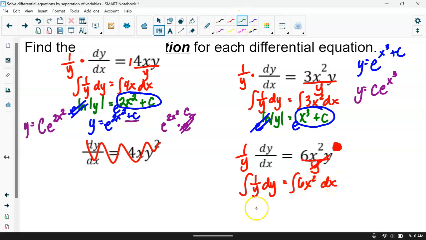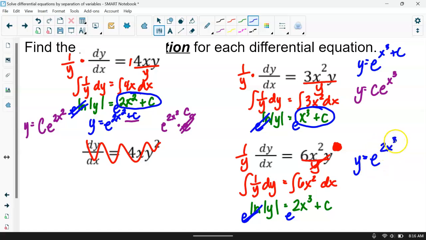So then here you end up with the natural log of y, which is equal to 2x cubed plus c. So then the opposite is e. So here I'm at y is equal to e to the 2x cubed plus c, or y is equal to c times e to the 2x cubed.